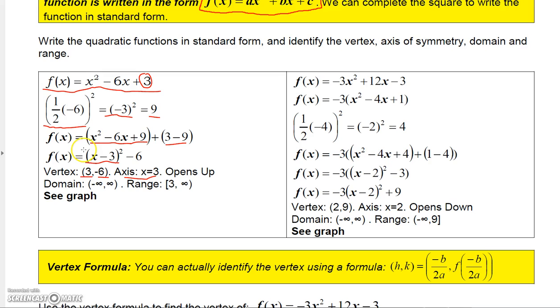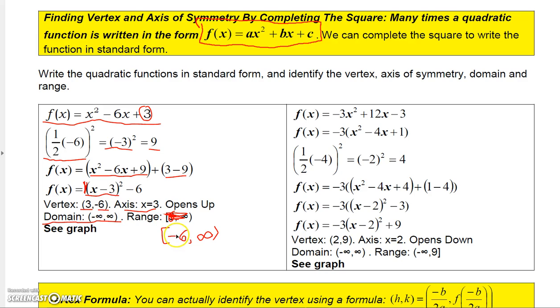And since the coefficient here would be understood to be 1, that's a positive number, so I know it opens up. And the other thing that I didn't tell you about quadratic functions is all quadratic functions have a domain of all real numbers. So the domain is all real numbers. Now, in order for you to understand how I got the range, I need to show you the graph.